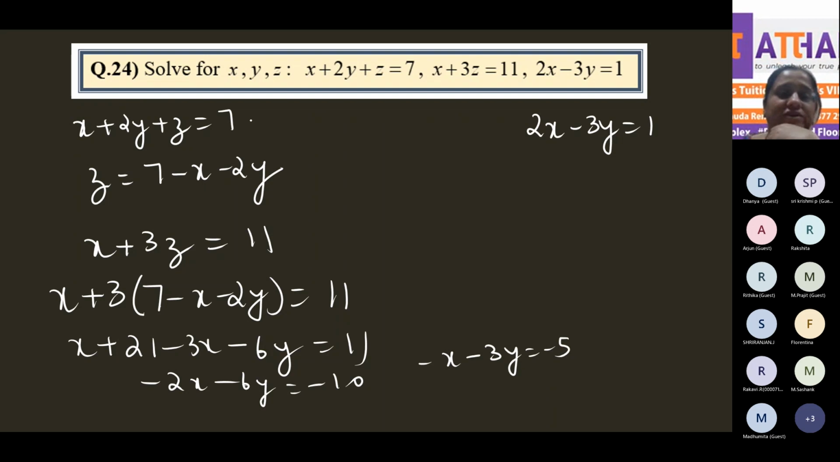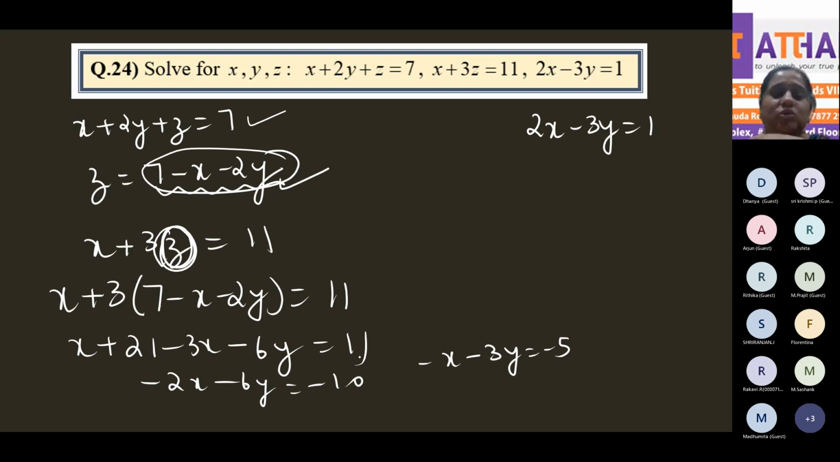Taking up the first equation, writing z as 7 minus x minus 2y and substituting this result in the second equation in place of z. In place of z, we are writing 7 minus x minus 2y. So we get a new equation in x and y. Now you can solve this with the third one. From the first, we substituted in the second, so we get a new equation. That new equation is the third equation you can solve.